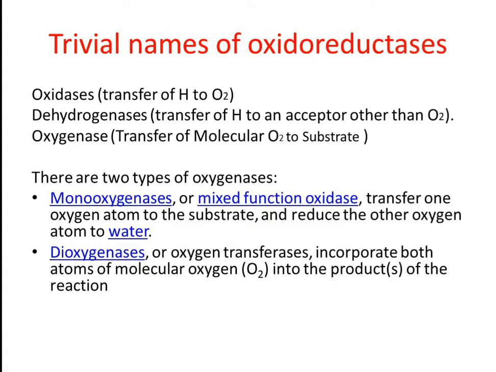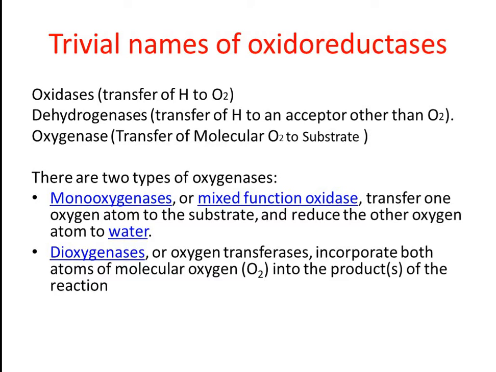The trivial names of oxidoreductases are written in 3 forms, that is oxidases, dehydrogenase and oxygenase. What does that mean? The name oxidase is written when there is transfer of hydrogen to oxygen, but when the hydrogen transfers to an acceptor other than O2, then the enzymes which catalyze these reactions are called dehydrogenase. Whereas the term oxygenase means that there is a transfer of molecular O2 to the substrate.